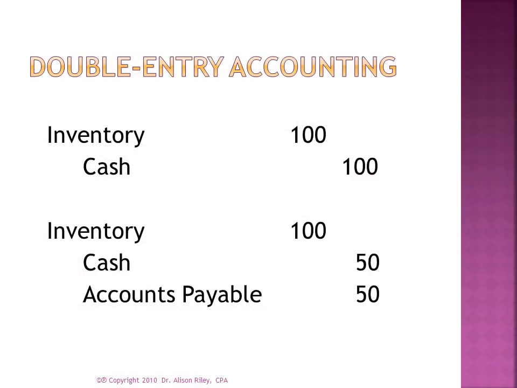First, a note about double entry accounting. Double entry accounting simply means that each journal entry affects at least two accounts. This slide shows two journal entries.